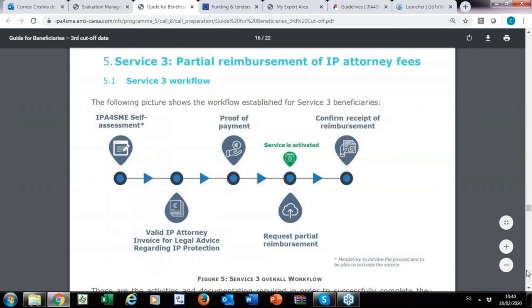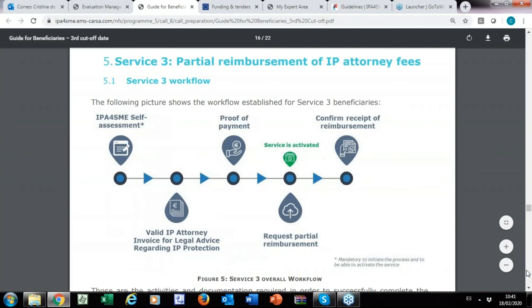So if we go to service three, IP reimbursement of IP attorney fees, in the first picture we tried to depict the normal process you would follow even if you were not in the IP4SME initiative, or even if you didn't apply for support. You would work with your IP attorney to check if the invention, the technology or the know-how you have can be subject of a European patent. The attorney would issue an invoice to you. You would pay it sometime after, and that would be it.